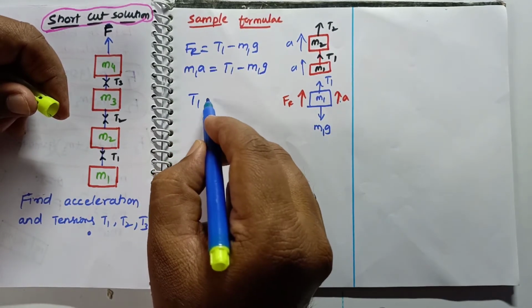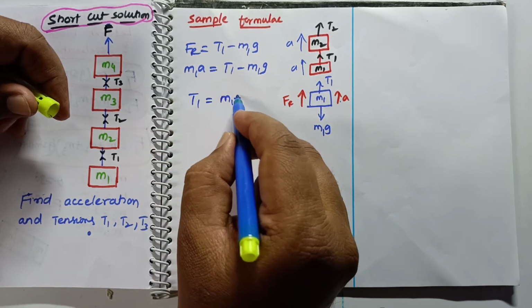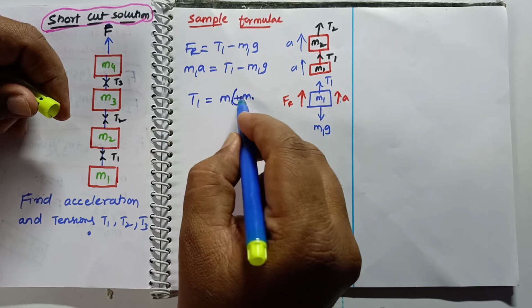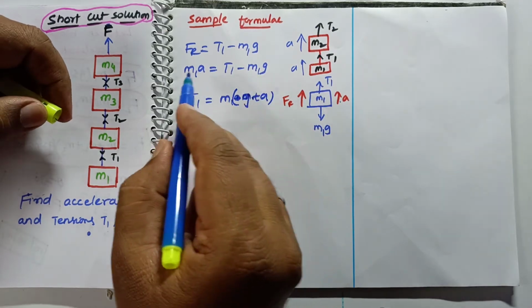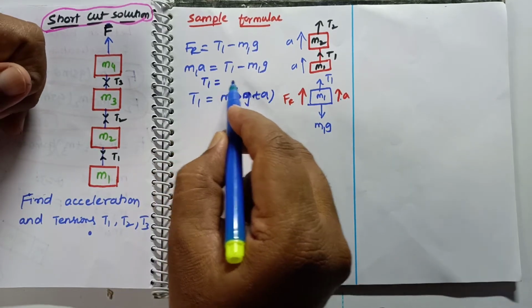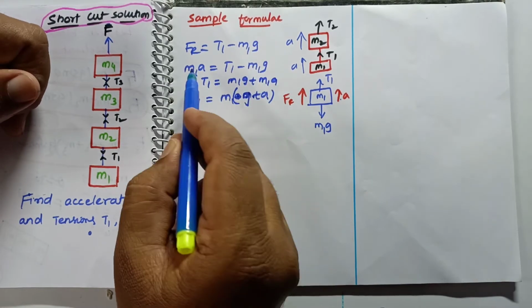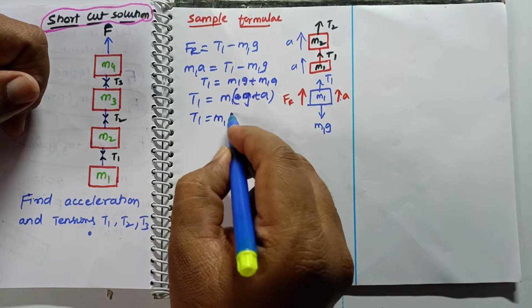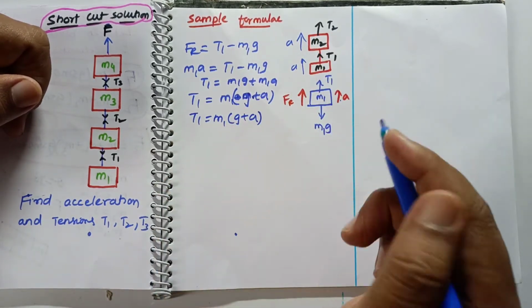So with this you'll understand that T1 is equal to M1 into G plus A here. If you want, you can write one more step. T1 is equal to M1G plus M1A. If you common out M1, how much are you going to get? You are getting G plus A. So tension T1 is equal to M1 into G plus A.